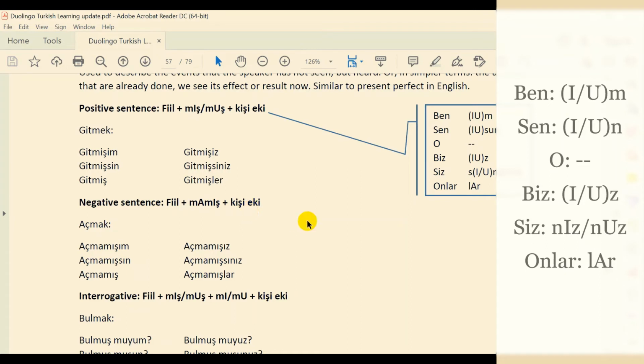So it is very easy. I hope you got the point. It means before adding the tense suffix, you should add the letter ma or me, considering the two-way vowel harmony. Here, for example, gitmemişim. Here açmamışım, because of the a with this letter. You can understand now.